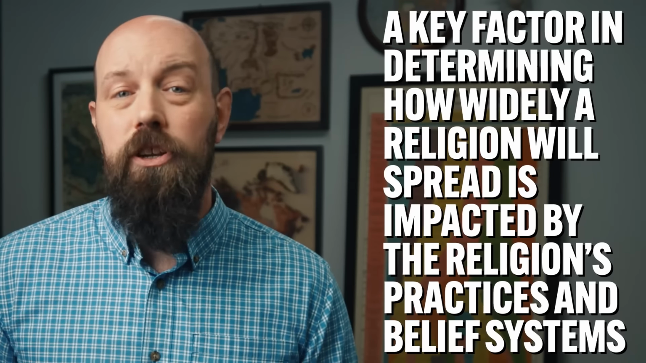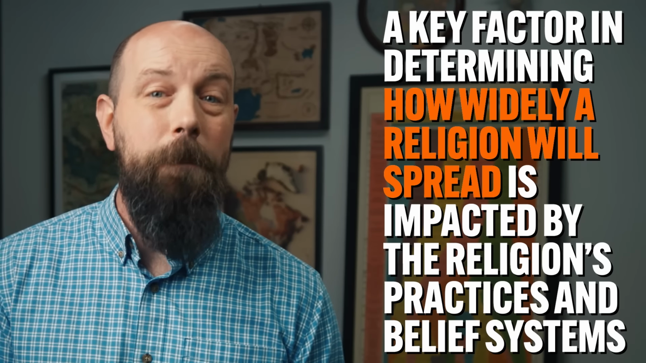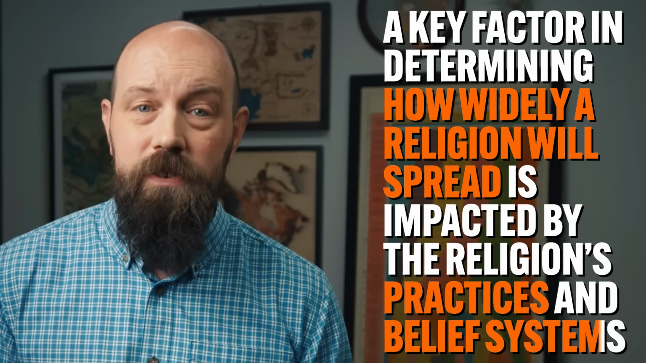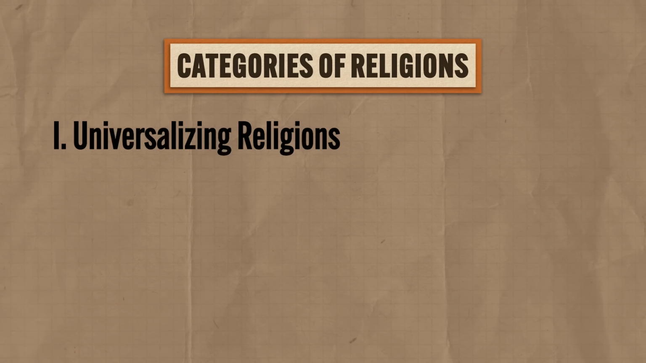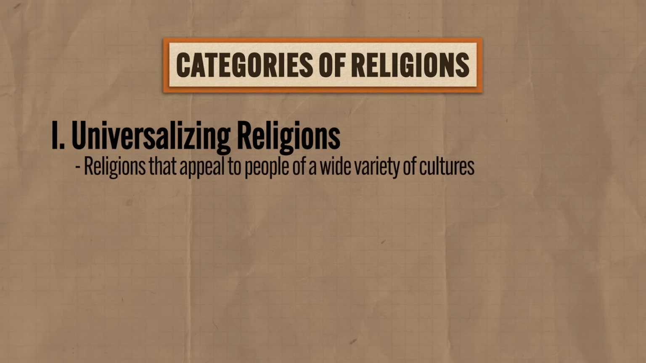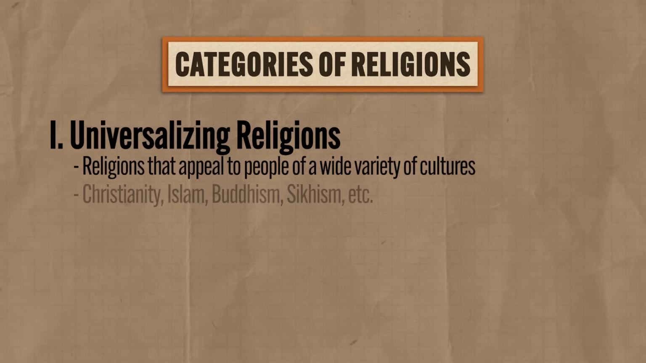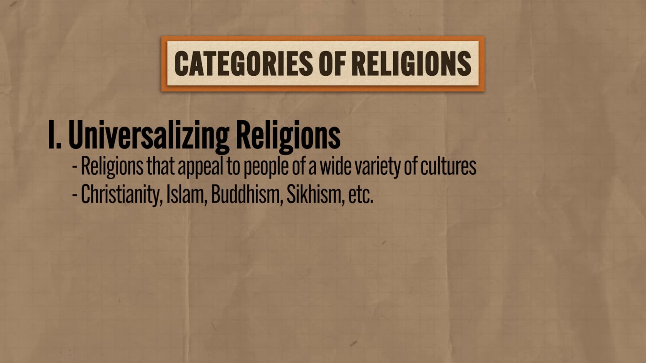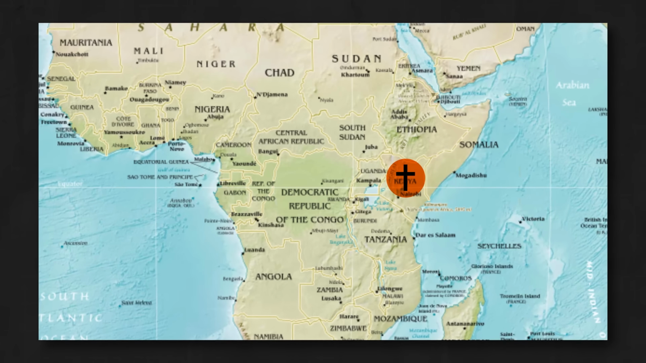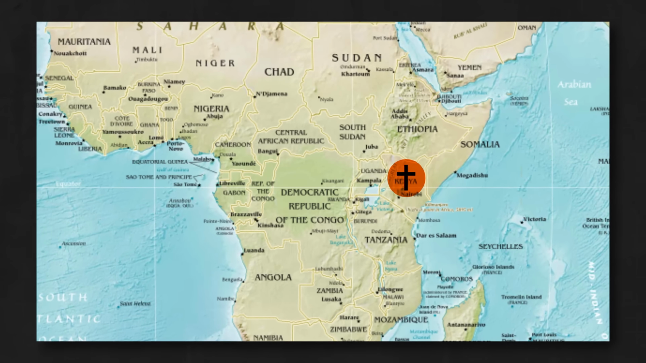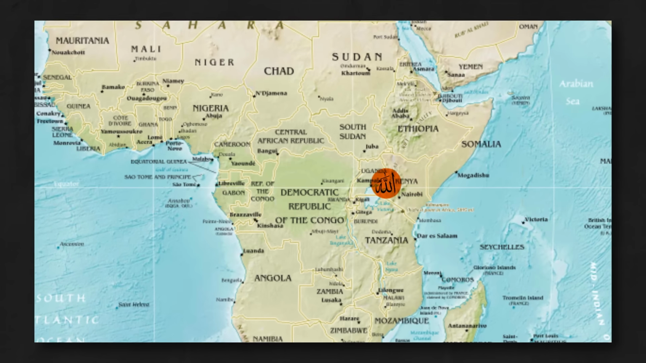Ultimately, a key factor in determining how widely a religion will spread is impacted by the religion's practices and belief systems, and there are two categories of religions you need to know. First, universalizing religions, and these are religions that appeal to people of a wide variety of cultures, and here you've got Christianity and Islam and Buddhism and Sikhism and others. And these are considered universalizing religions because each of those belief systems can be planted and grow in any culture in the world. So Christianity in Kenya will retain the essentials of Christian doctrine, but the church will take on the characteristics of Kenyan culture. And the same with Islam or Buddhism.